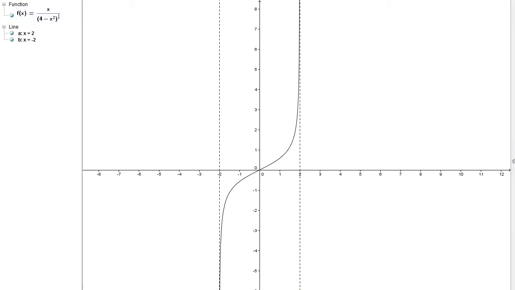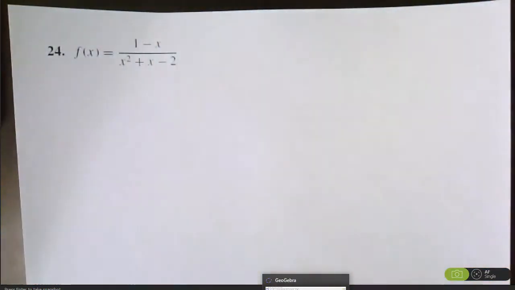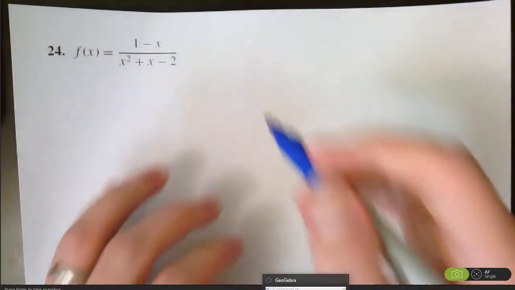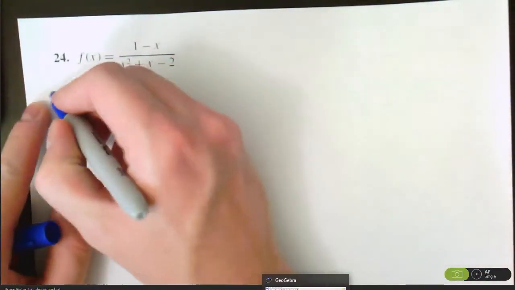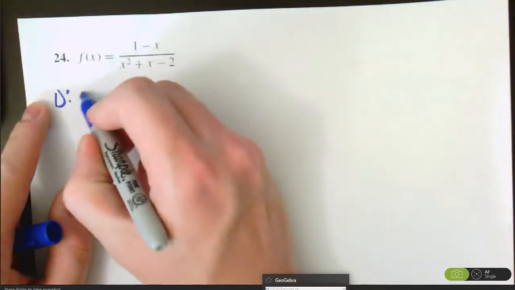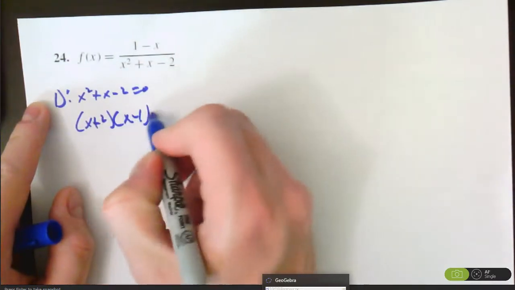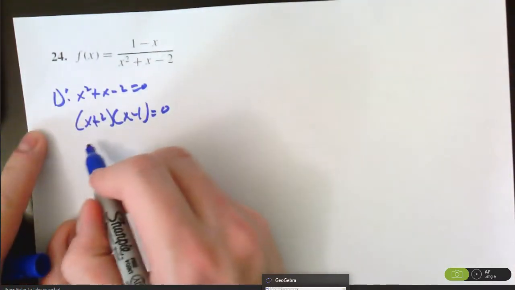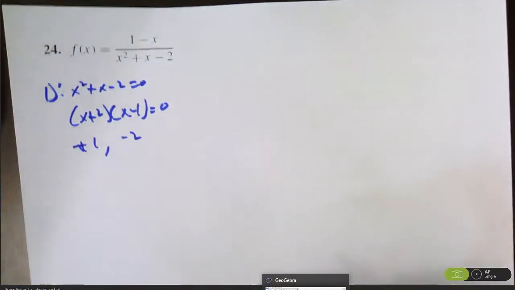All right, the next example I want to take a look at is number 24. Same thing. The first thing you have to look for is the domain, to look for the vertical and horizontal asymptotes. The domain: let x squared plus x minus 2 equal 0. That's x plus 2 times x minus 1. It gives me then positive 1 and negative 2.